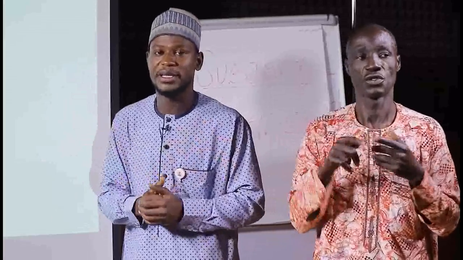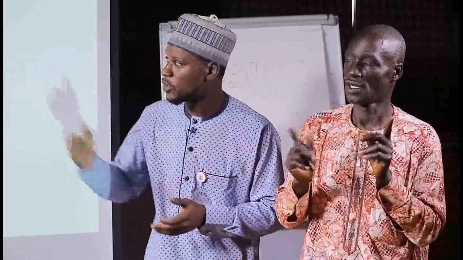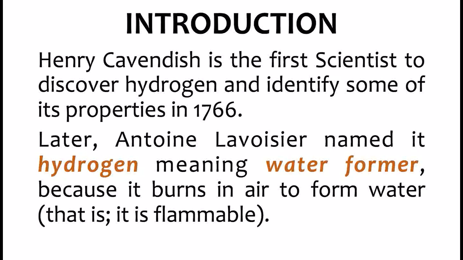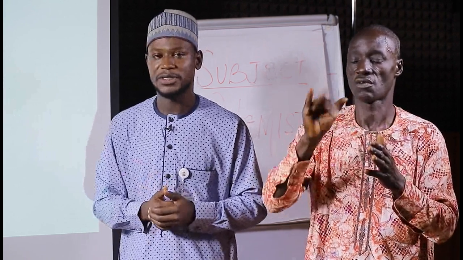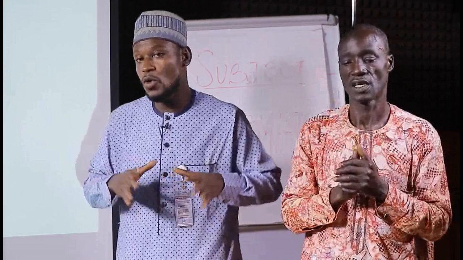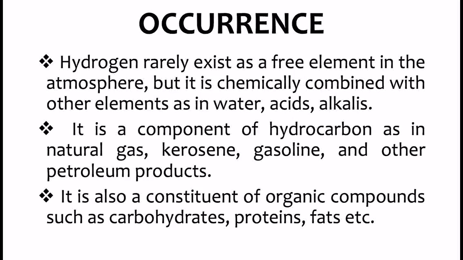Having said that, we come to the end of the lesson. But before the end of the lesson, I'll have to summarize the major points that we discussed. First, we talked about hydrogen, and we said hydrogen was discovered by a scientist called Henry Cavendish. This scientist couldn't name it, but it was another scientist, Antoine Lavoisier, that named it hydrogen, meaning water former. We discussed the occurrence of hydrogen, and we agreed that hydrogen does not occur as a free element, but it occurs in combination, such as in petroleum, in hydrocarbons, and in other substances like acid, water, and even alkalis.